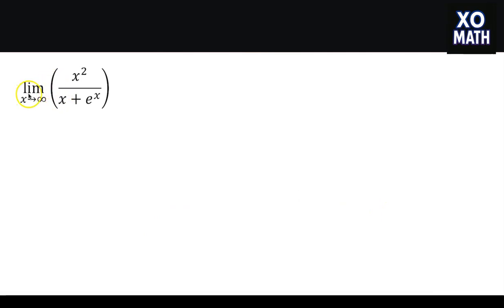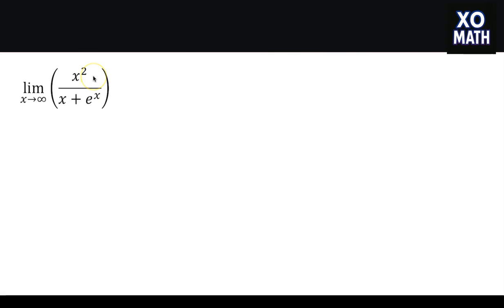Here we want to evaluate the limit as x approaches infinity of the quotient x squared all over the quantity x plus e to the x. The way we're going to evaluate this is thinking about rules of dominance. So we want to look at the numerator and figure out what type of function dominates it.